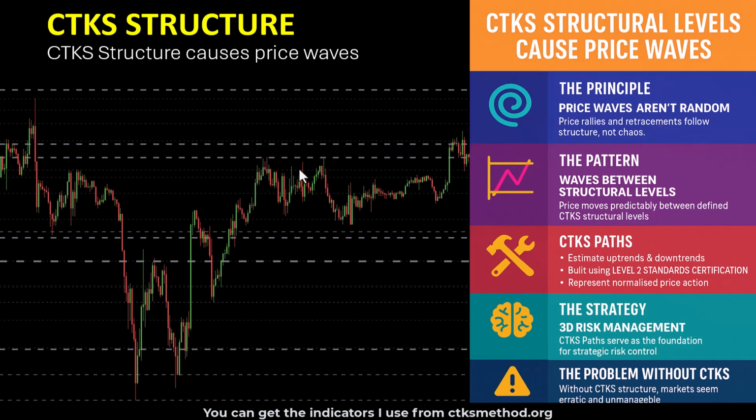You know exactly where the safety nets are, and if you get panic inside the market, all of this panic will create structural overshoots that require more and more structural levels to rebound them. But rebound them it does. We see it time and time and time again. Therefore, estimating where price is actually weakening is incredibly important. Knowing where the uptrend and the downtrends are occurring is vital. And without CTKS structure, the markets seem completely erratic and unmanageable. This is simply not the case.